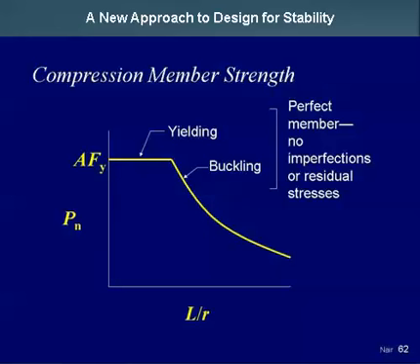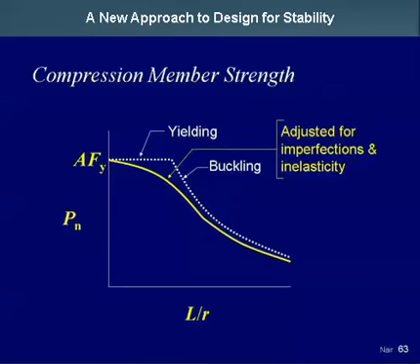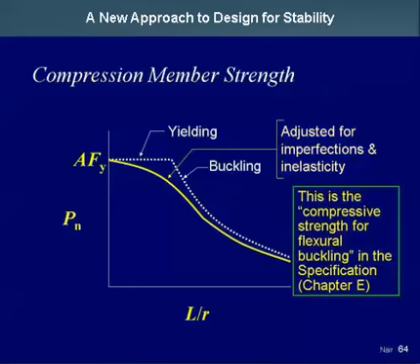For a real member, with a normal amount of imperfection and residual stress, it looks like this. When you adjust the curve for imperfections and residual stress and inelasticity caused by residual stresses, this is how your response looks. And this adjusted curve, this is the familiar column strength equation. This is the so-called compressive strength for flexural buckling in the specification in Chapter E.